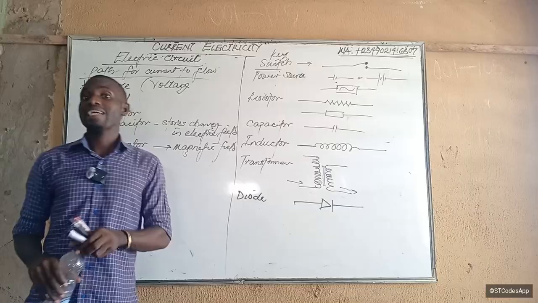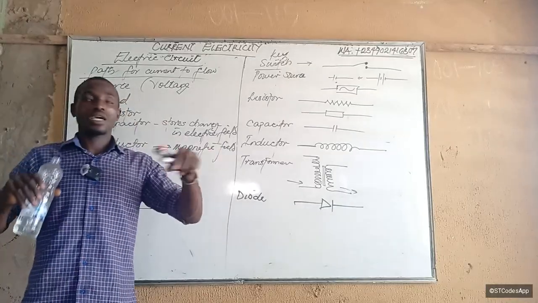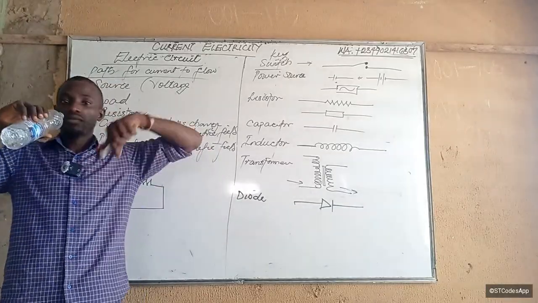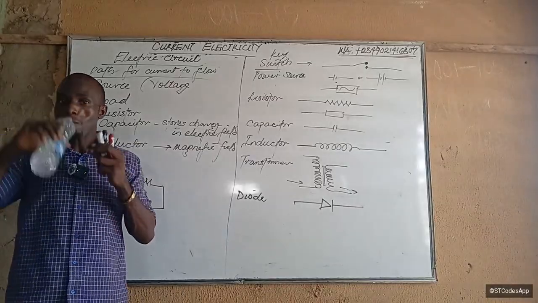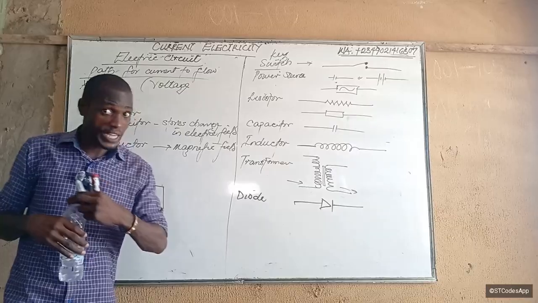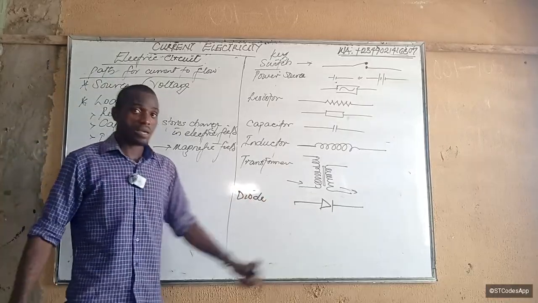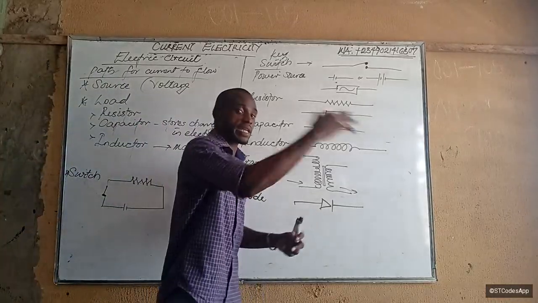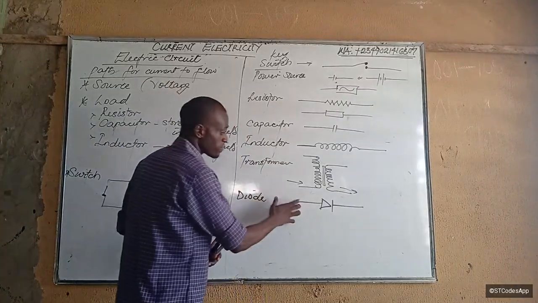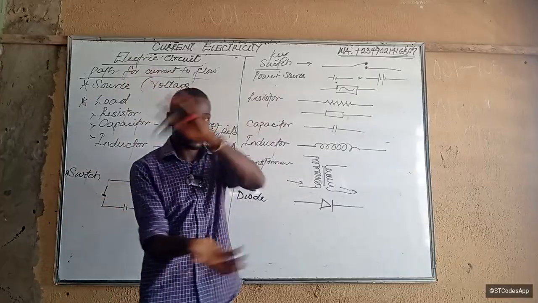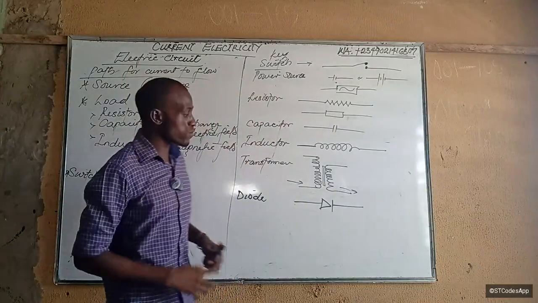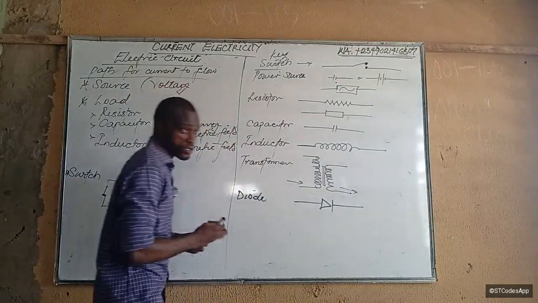That's why it can be used for converting AC to DC. You can already tell the use from the way it works, because it allows current to flow in just one direction. So it can be used to convert current that is initially flowing in two directions, and make it flow in one direction. That's one of the functions of a diode.